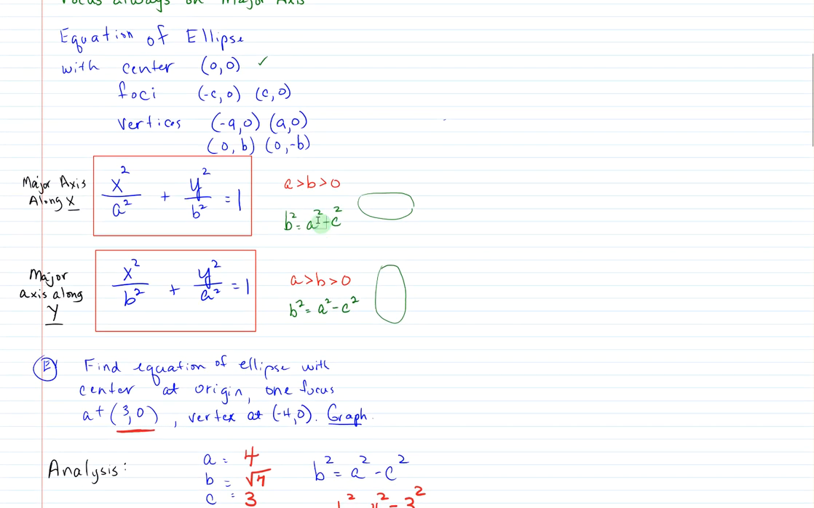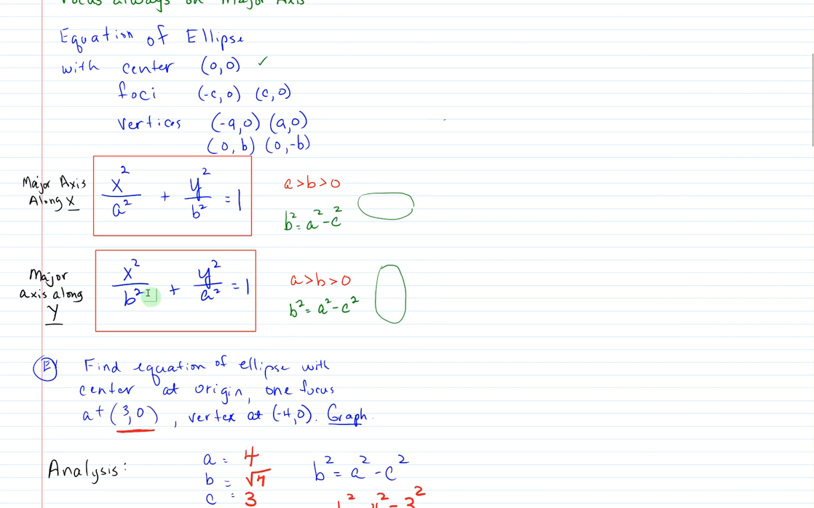All right, so here are the two different equations. x squared over a squared plus y squared over b squared equals 1. That is the equation if the major axis is along the x, and so it would be this shape. If the major axis is along the y, you're going to get this shape. And so here's the difference in the equation.